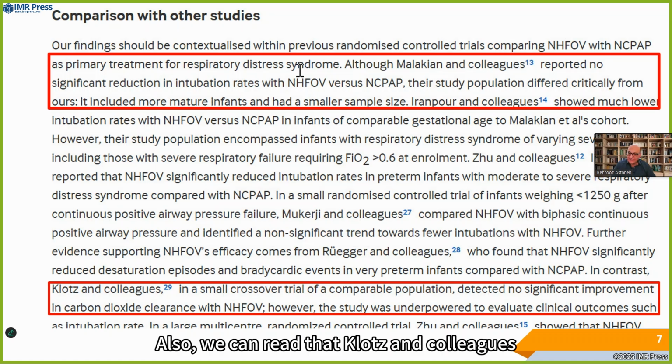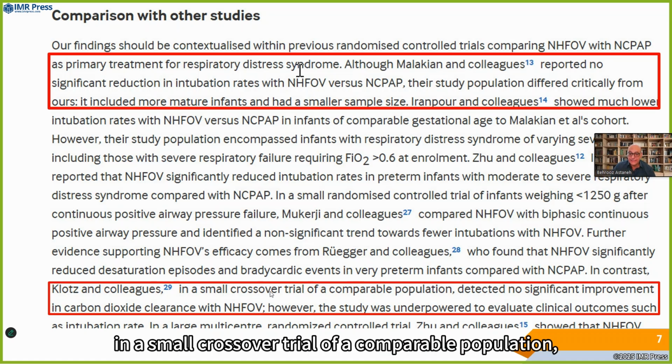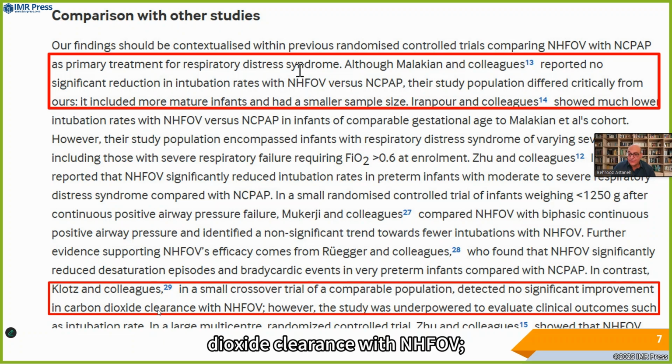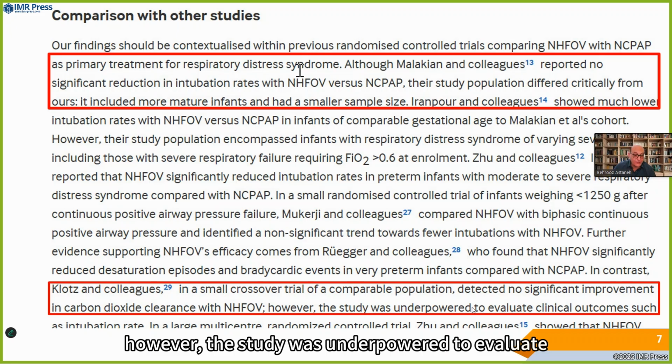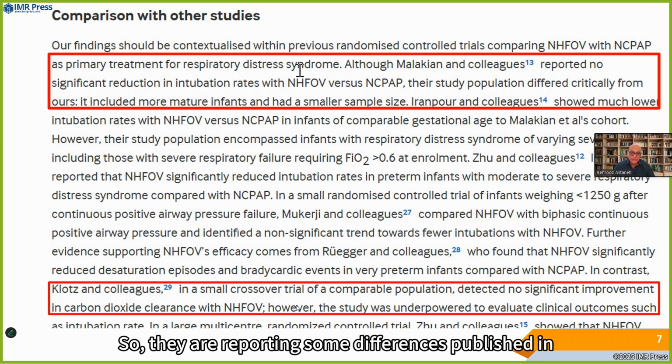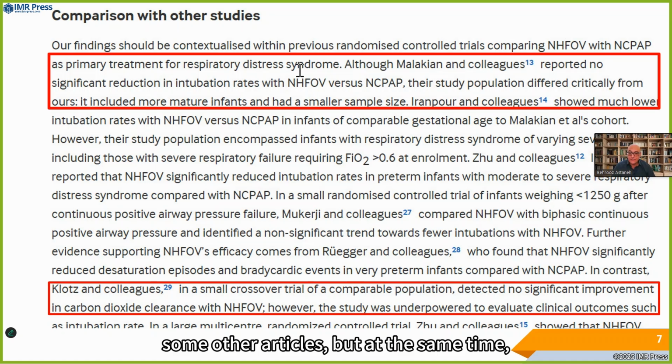Also, we can read that Klotz and colleagues in a small crossover trial of a comparable population detected no significant improvement in carbon dioxide clearance with NHFOV. However, the study was underpowered to evaluate clinical outcomes such as intubation rate. So they are reporting some differences published in some other articles, but at the same time, they explain the reason behind the differences.